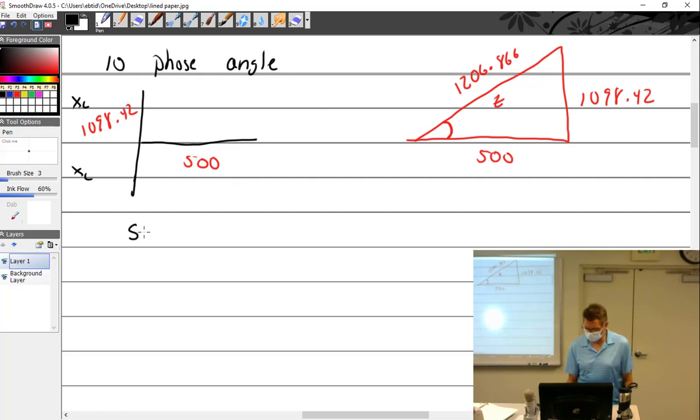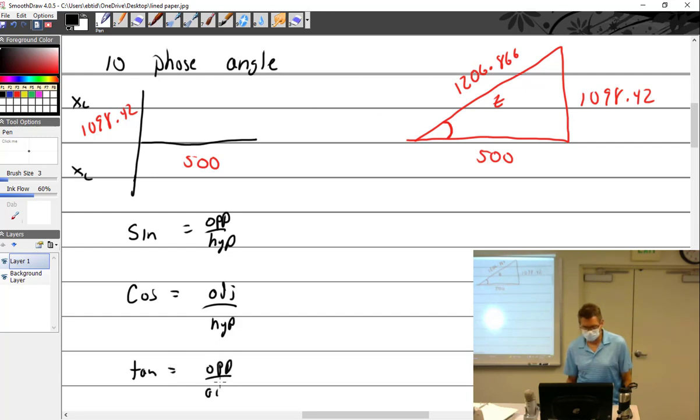You can use the arc sine, which is the opposite over the hypotenuse. You can use cosine, which is adjacent over hypotenuse, or you can use tangent, which is opposite over adjacent. Does not matter what you do. So in other words, it's going to be arc tangent, arc cosine, and arc sine functions, sorry.